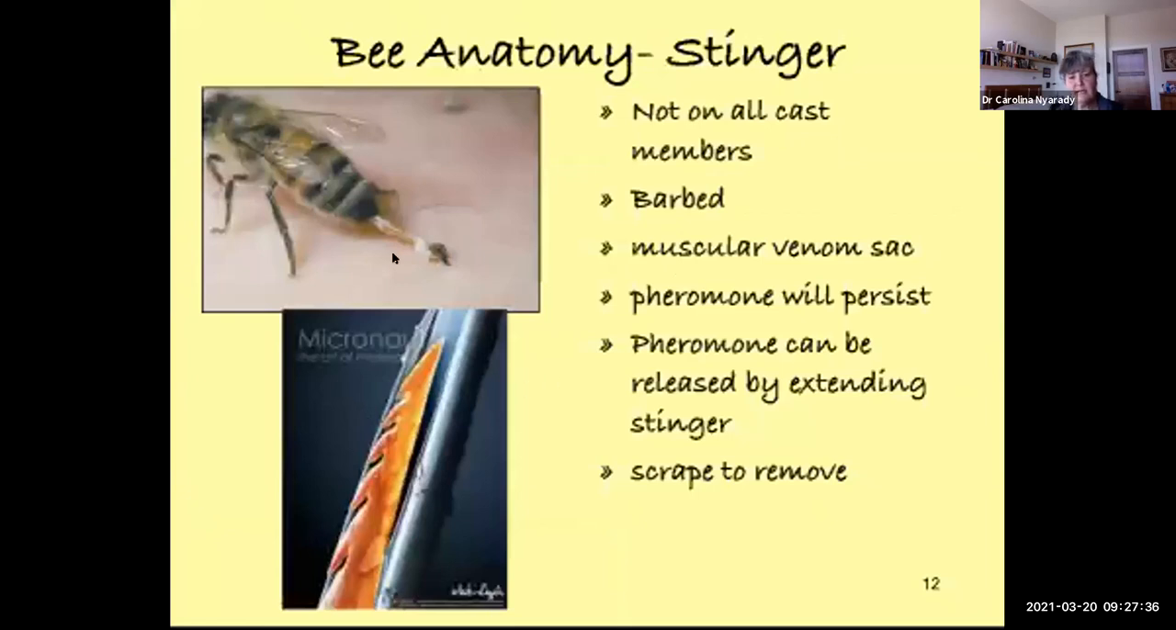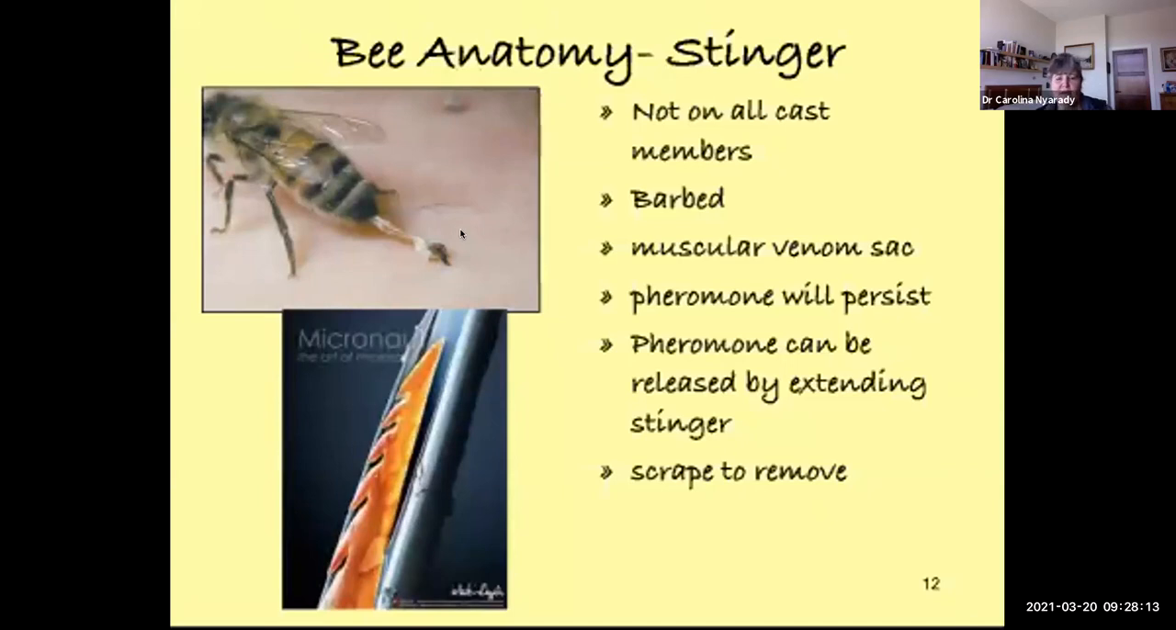As we look further down into the abdomen, of course, we can't forget that bees have the lovely defensive strategy of a stinger. It is not carried by all cast members, and we'll talk about that as we look at the casts within the hive. But just appreciate that not all members within the hive do have a stinger. The stinger is barbed, and that is important because it's really geared towards being retained in mammal skin. That barb does not stick in insect skin.